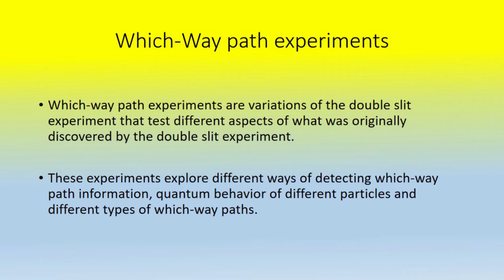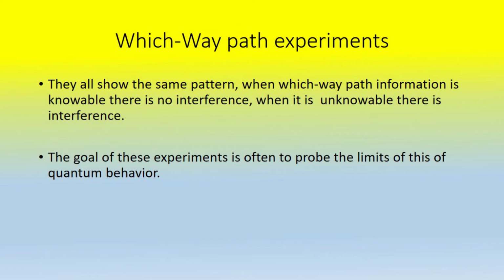Which-way path experiments are variations of the double-slit experiment that test different aspects of what was originally discovered by the double-slit experiment. These experiments explore different ways of detecting which-way path information, quantum behavior of different particles, and different types of which-way paths. They all show the same pattern. When which-way path information is knowable, there is no interference. When it is unknowable, there is interference. The goal of these experiments is often to probe the limits of this quantum behavior.